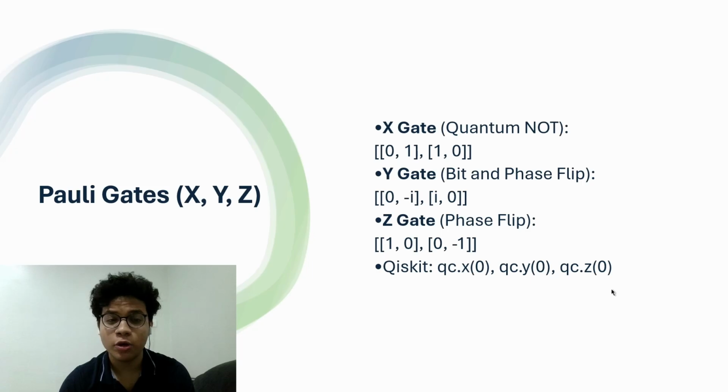So now let's discuss the Pauli gates, which are X, Y, and Z, the three basic gates: the X gate, the Y gate, and the Z gate. The X gate flips the qubit. If the qubit is 0, it becomes 1, and vice versa. It is just like the normal NOT gate which we use in classical computers. Now the Y gate flips both the bit and the phase of the qubit. And the Z gate flips only the phase, not the value. And here are the Qiskit commands for the Pauli gates.